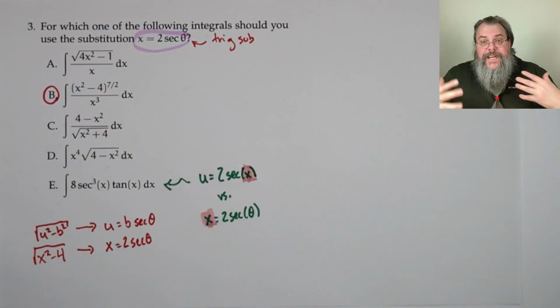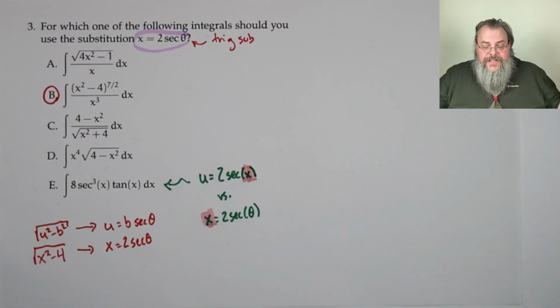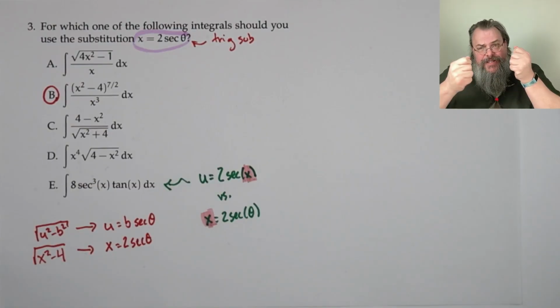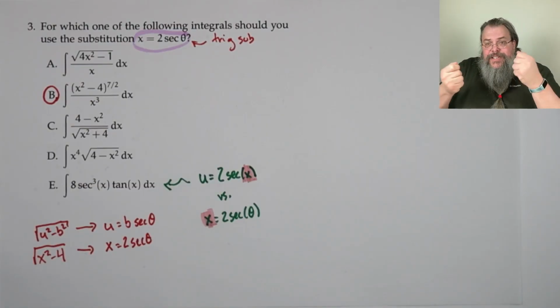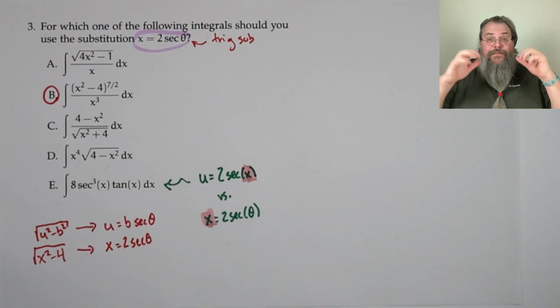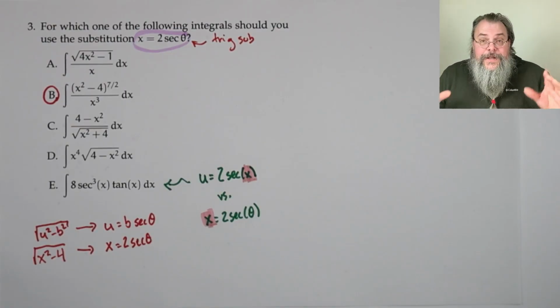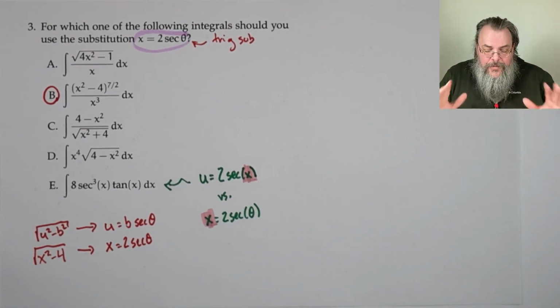So be careful. Sometimes when you think, oh, I'm making a secant substitution, you say, well, wait a second, but how does the x show up? Is it inside a secant or is it outside a secant? Because those are very, very different scenarios. So be careful. They're going to try to tempt you. Don't be tempted. Don't be tempted.